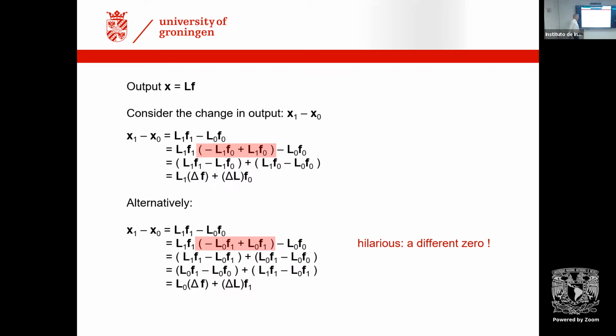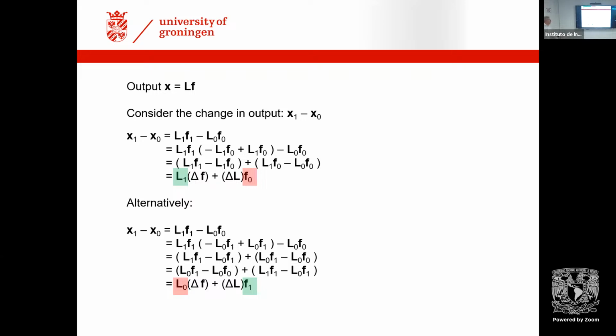What I said, hilarious, different 0. And now we have two different expressions for decomposing the change in outputs. But observe that, again, the idea, the cause is changes in final demand, and in this equation they are weighted with the Leontief inverse in period 1, and here they are weighted with the Leontief inverse in period 0, and vice versa for the final demands.